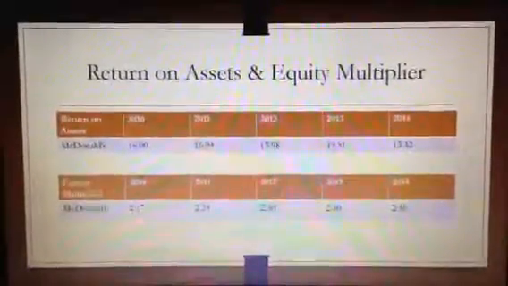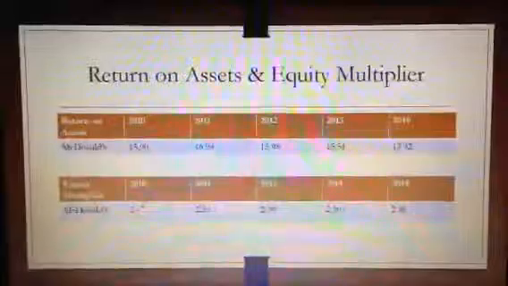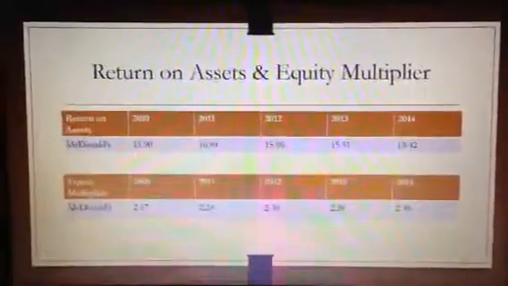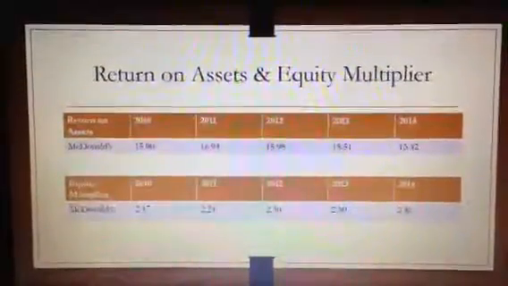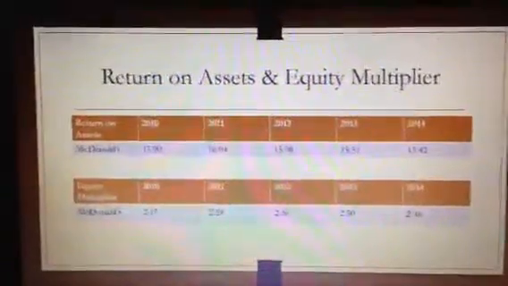The equity multipliers are not too high and not too low, and also fairly consistent. McDonald's seems to be comfortable with their level of leverage. There's a slight trend towards more leverage, but only slight.